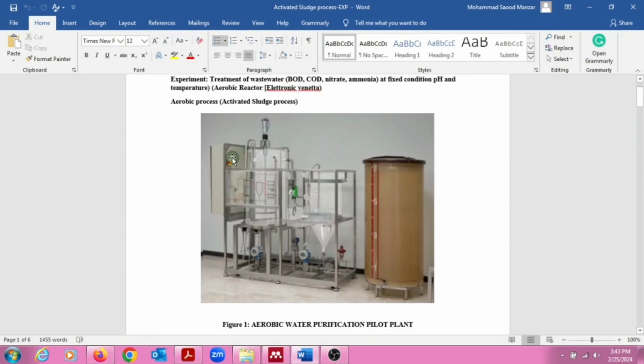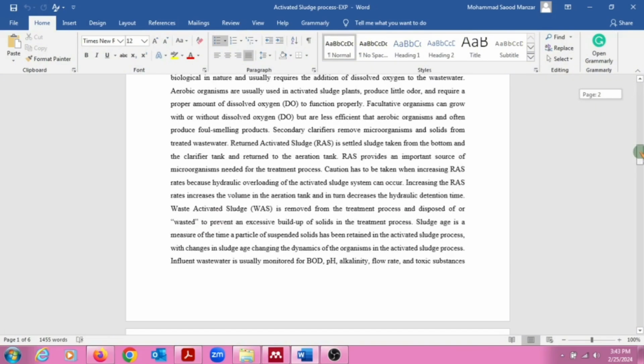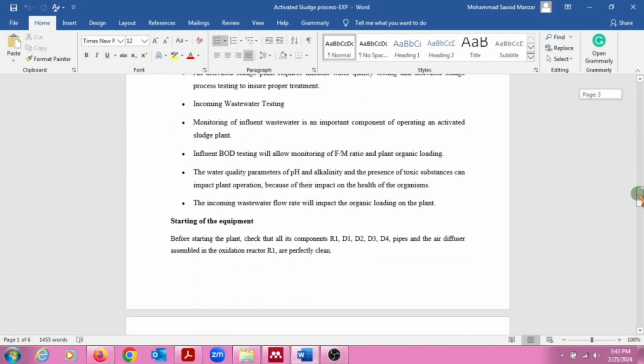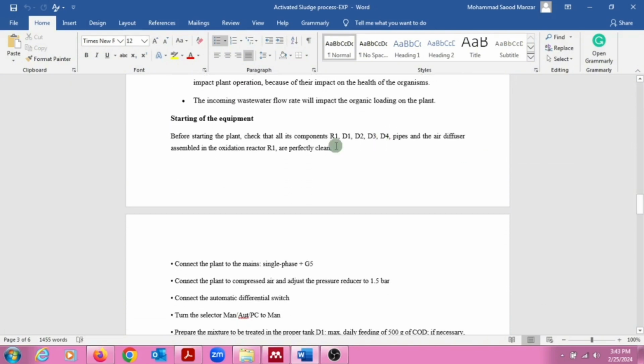Through a plug. This is the main control unit here. So this should be connected to the main unit, and then we have to check all its components, like this is for the reactor and this is for the D1, D2, D3, which are the pumps, and the pipes, and the air diffuser should be assembled in the oxidation tank, and they should be perfectly clean before starting the device.